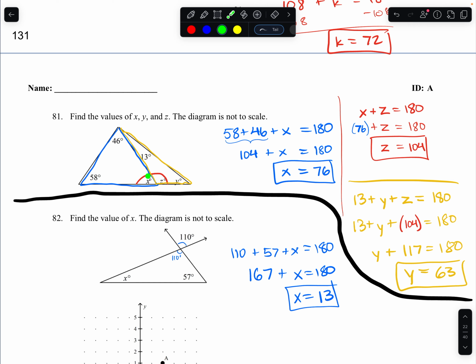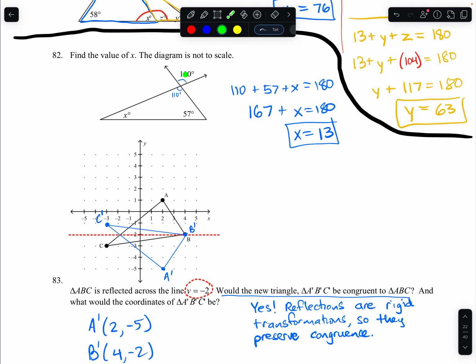But after that, x and z, they make a straight angle. They add up to 180. But now that we know what x is, 76, we can find z, subtract 76 from both sides, z is going to be 104 degrees. Then we look at the yellow triangle, and again, we know 13 degrees, we know 104. Find the third one, should be 63.